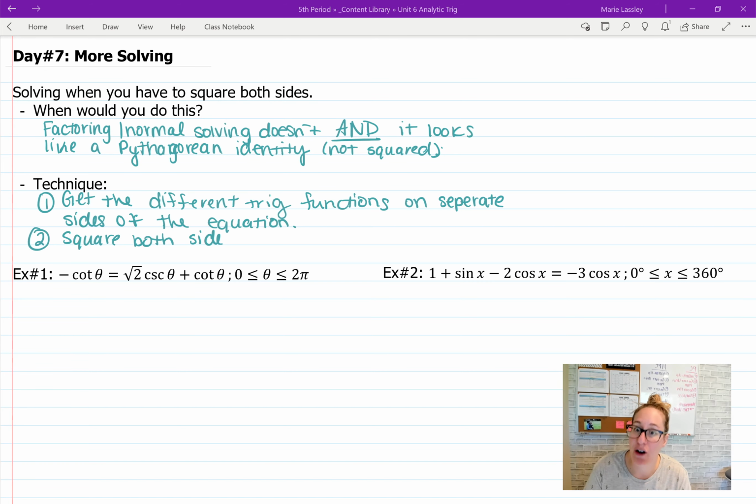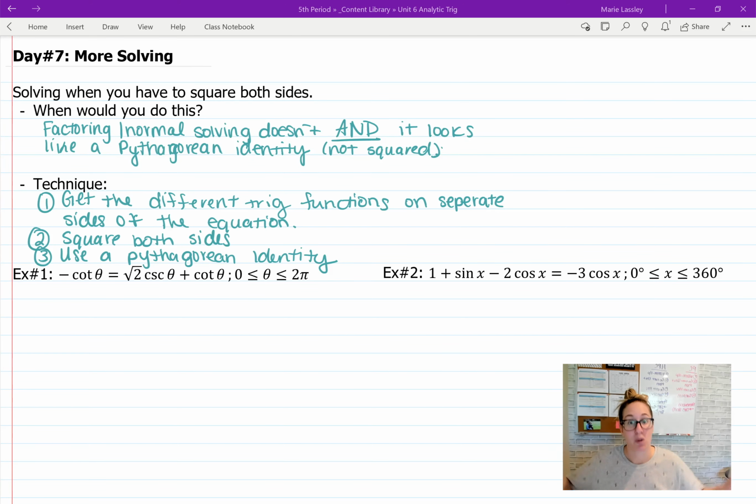All right, and then the third step for this technique is, once you have squared both sides, you want to use one of your Pythagorean identities. So step 3, use a Pythagorean identity. That was our whole intention in the first place. It looks like a Pythagorean identity, but it's not squared. So what we want to do is square it, and so then we can use the Pythagorean identities. All right, so that's our technique.